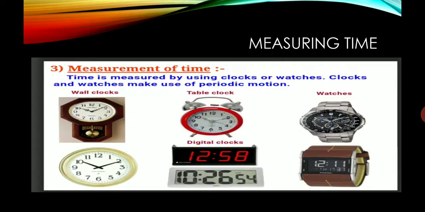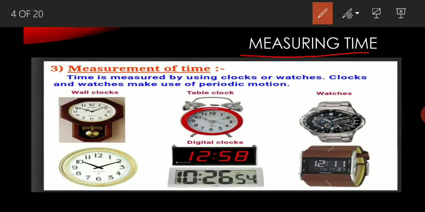Let's start. First of all, measuring time. How do we measure time? We measure time by using clocks and watches. Clear? Clocks and watches make use of periodic motion. The periodic motion we have discussed already. So all the clocks and watches are based on the theory of periodic motion, and we measure time with the help of these types of clocks.